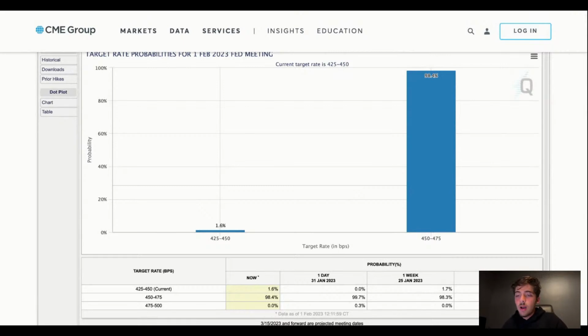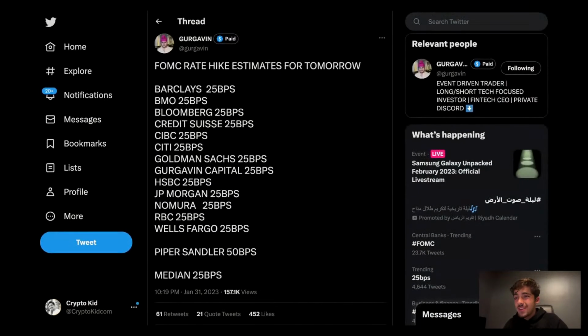Even though interest rates are going up, which usually causes stocks to have a downturn, it won't be as bad, in my opinion, as it would have been with a 50 basis point increase. Now, if I show you this data as well over here, so I'm going to share this tab.